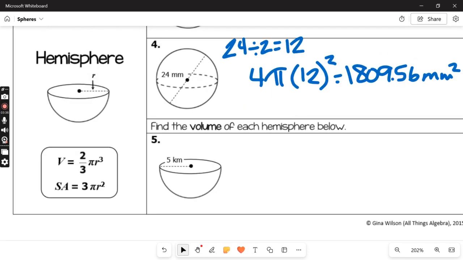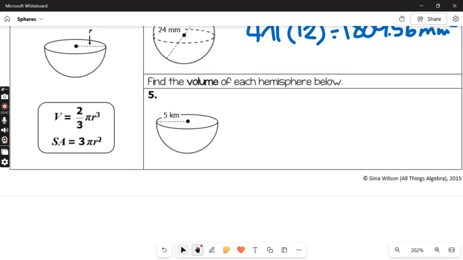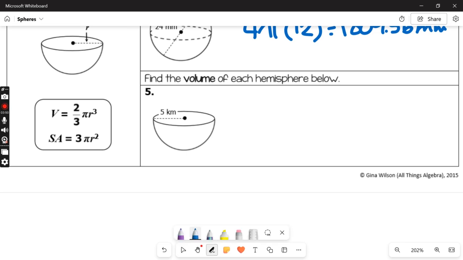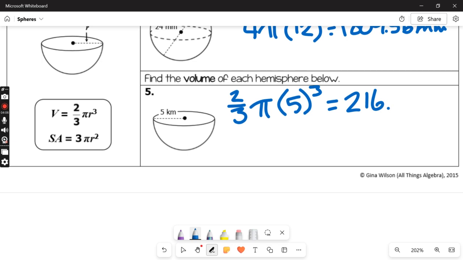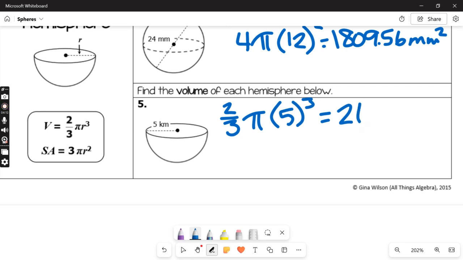All right, a hemisphere is like a half of a sphere, and we have 2 formulas for that as well. So again, just pay attention to what it's asking for. This one's asking for volume, so we're going to use our formula for volume. Formula for volume is 2/3 pi times the radius, which is 5 cubed. Okay, when I type this in, I get 216. Oh, just kidding. Dyslexia got me for a minute there. 261.8. And that's volume, so it's cubed.